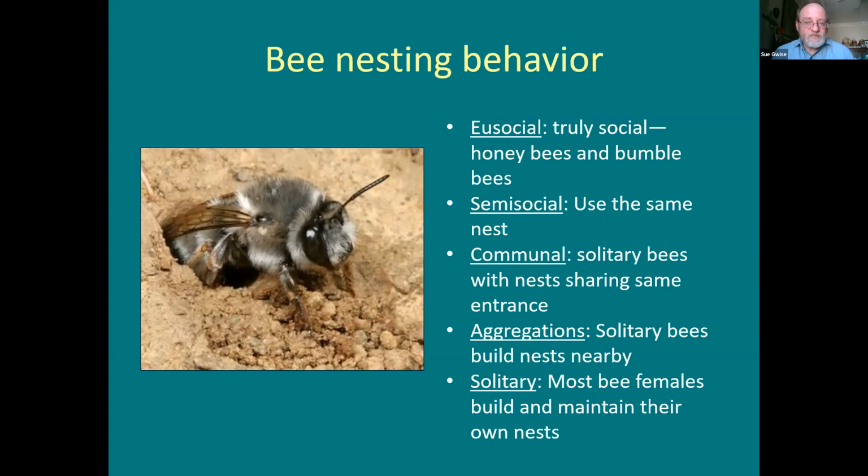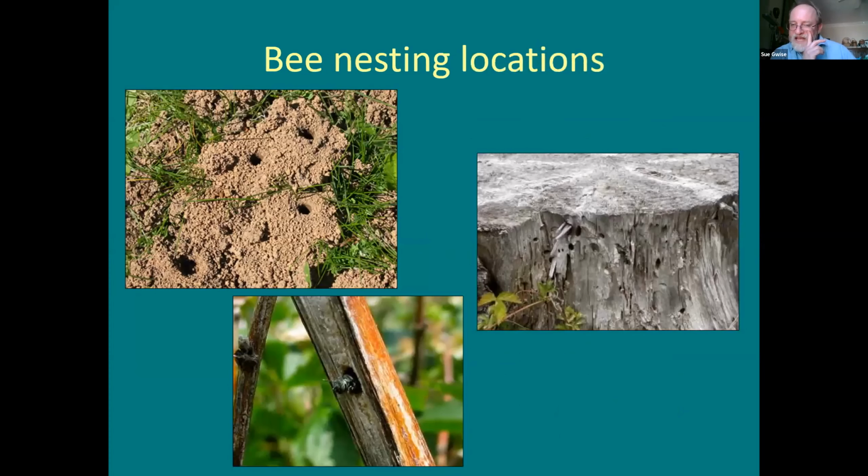There are communal bees that are technically solitary bees, but they'll use the same nest hole entrance. And then there are aggregations where solitary bees build nests that are nearby one another. I'll show you a picture of that in a minute. Finally, there are just solitary bees, where females build and maintain their own nests, and they're totally independent of other bees. So a wide range of nesting behavior in bees, and a wide range of places that bees build those nests.